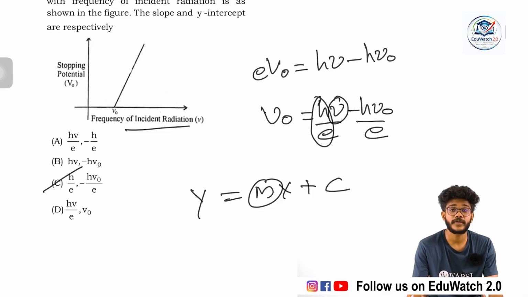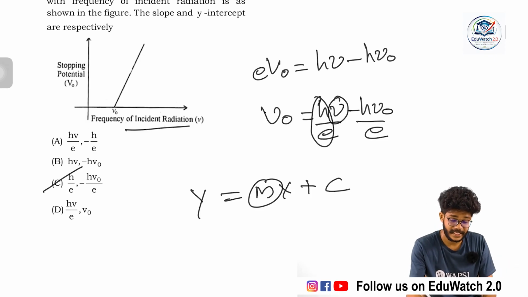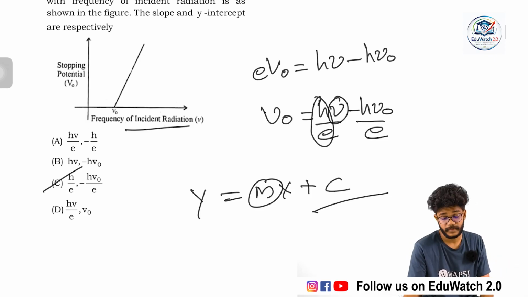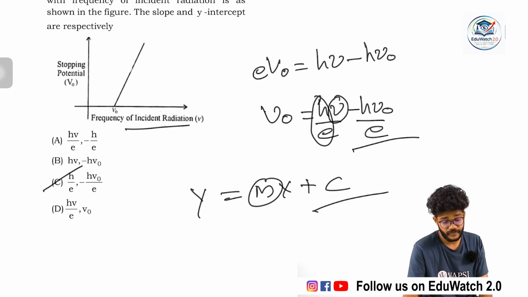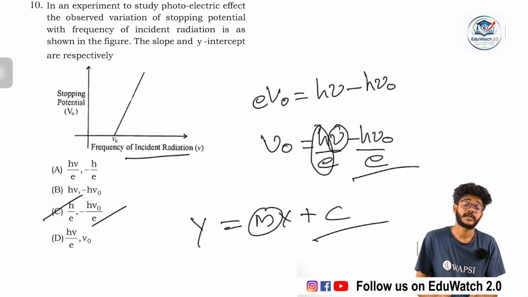So we don't need to calculate the y-intercept separately. The y-intercept is c, and that is minus h nu naught by e, which is also only in option C. So option C is the correct answer.